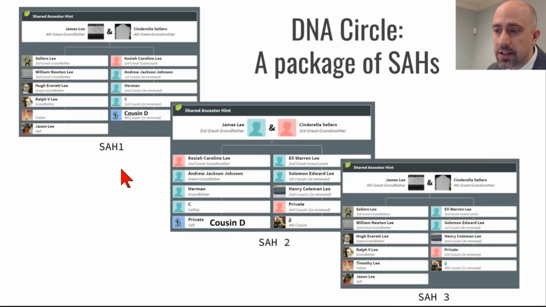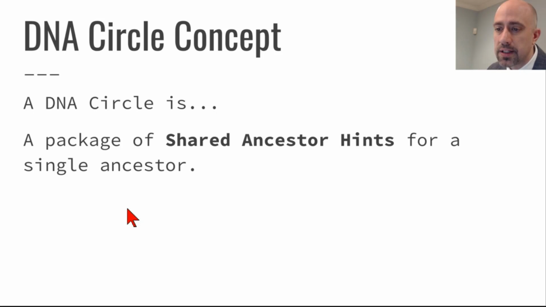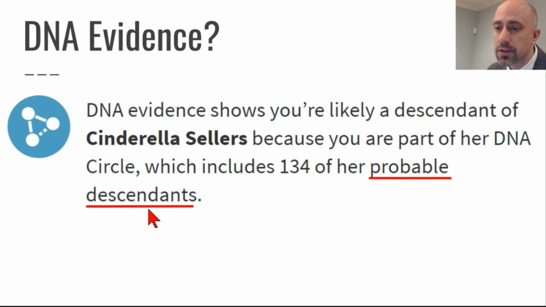So again, a DNA circle can be thought of as a package of shared ancestor hints. At least 3 shared ancestor hints is required. In the case of Cinderella Sellers, there are quite a few more. And by the way, these 3 shared ancestor hints are enough to generate a DNA circle for James Lee as well. So again, a DNA circle is basically a package of shared ancestor hints for a single ancestor.